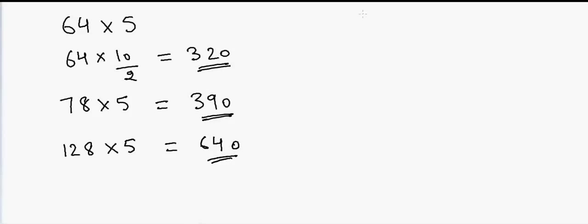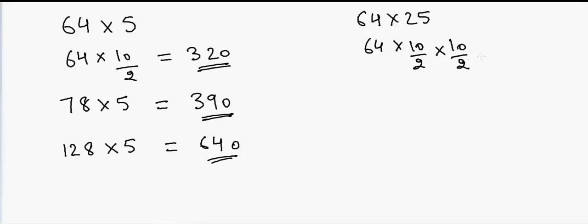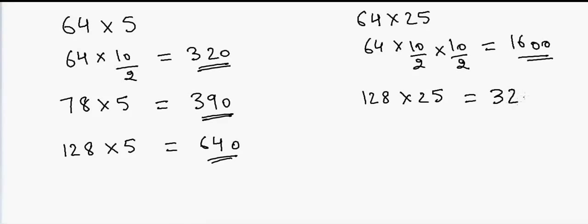Another trick is to multiply by 25. So if I have to multiply 64 by 25, then we can write this as 64 into 10 by 2 into 10 by 2. So we have to take half of 64 two times. In that case, half of 64 is 32, half of 32 is 16. The answer is 1600. Again, if I have 128 and want to multiply by 25, in that case it will be equal to half of 128 is 64, and half of 64 is 32. It's 3200.